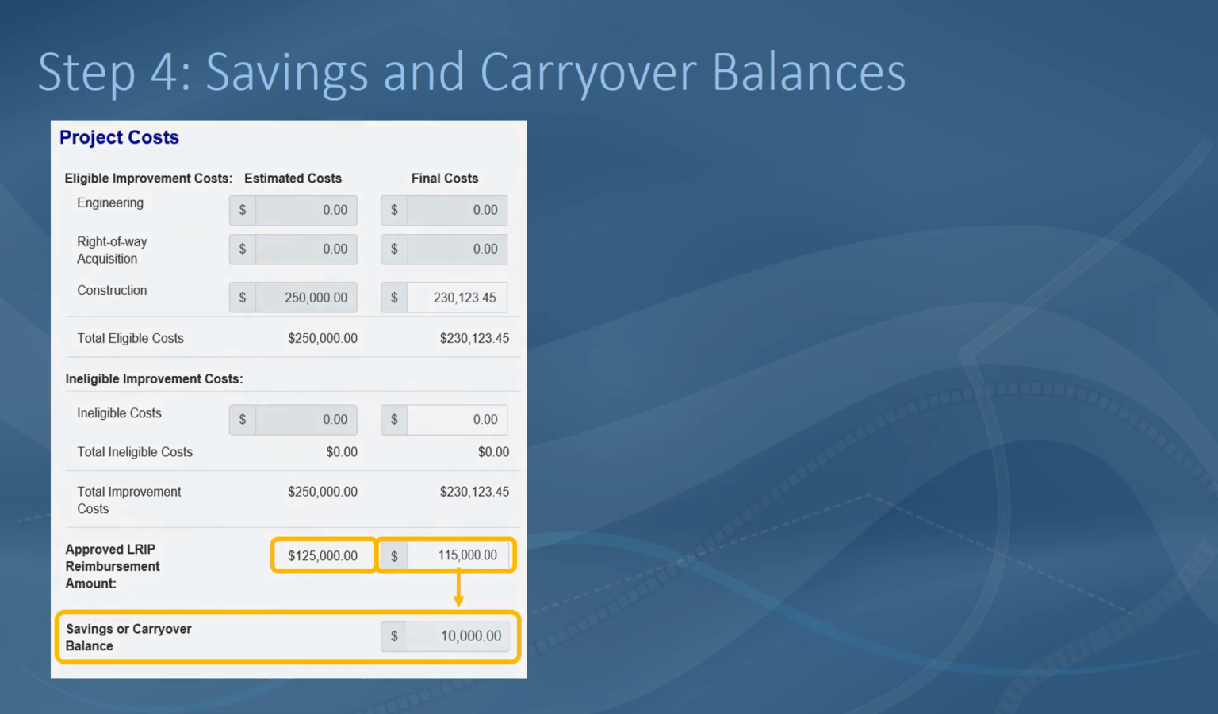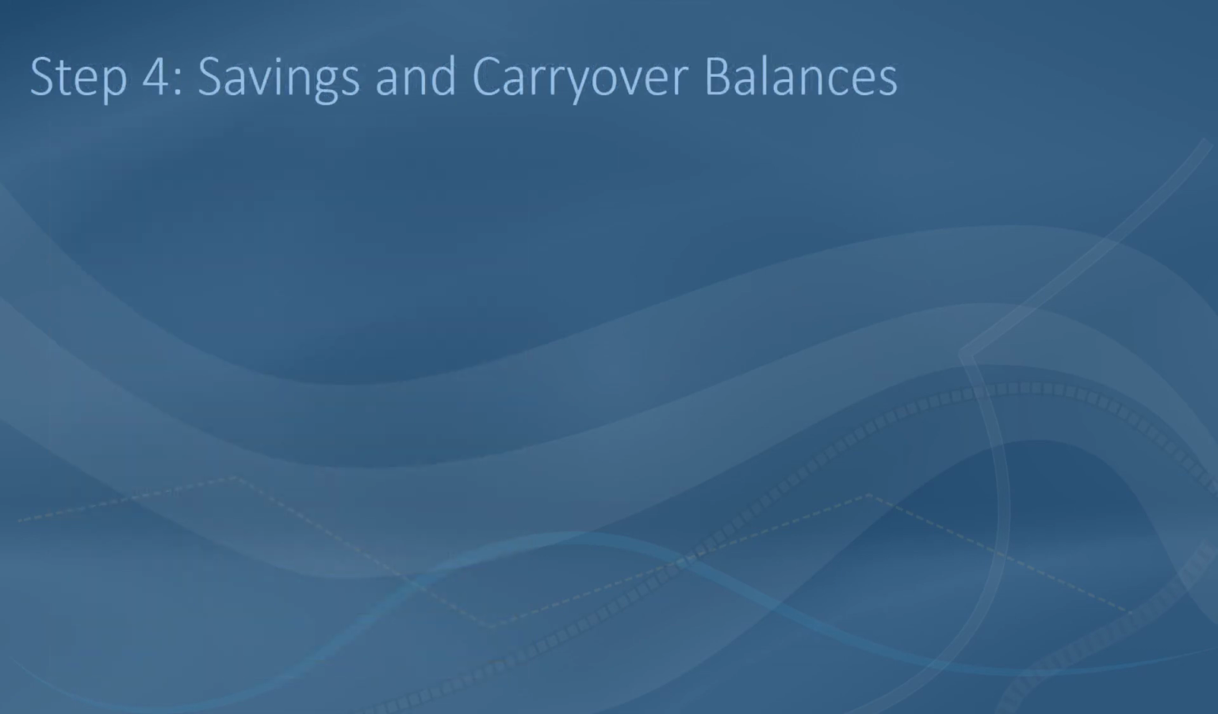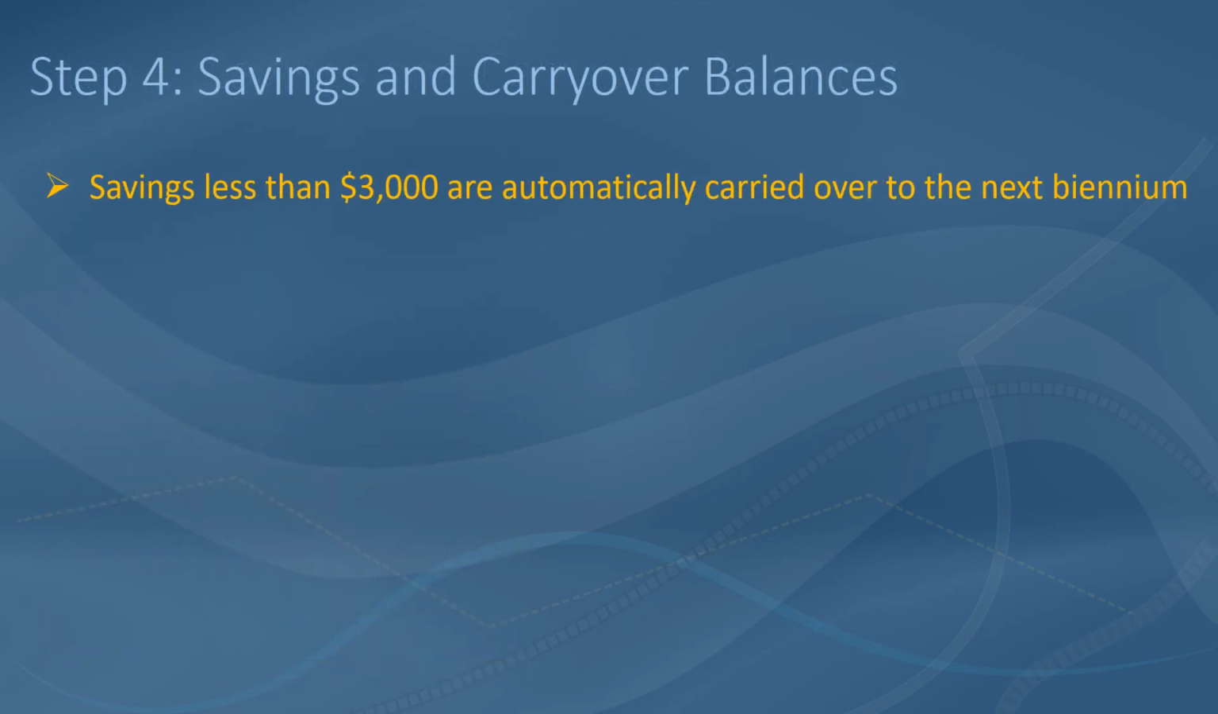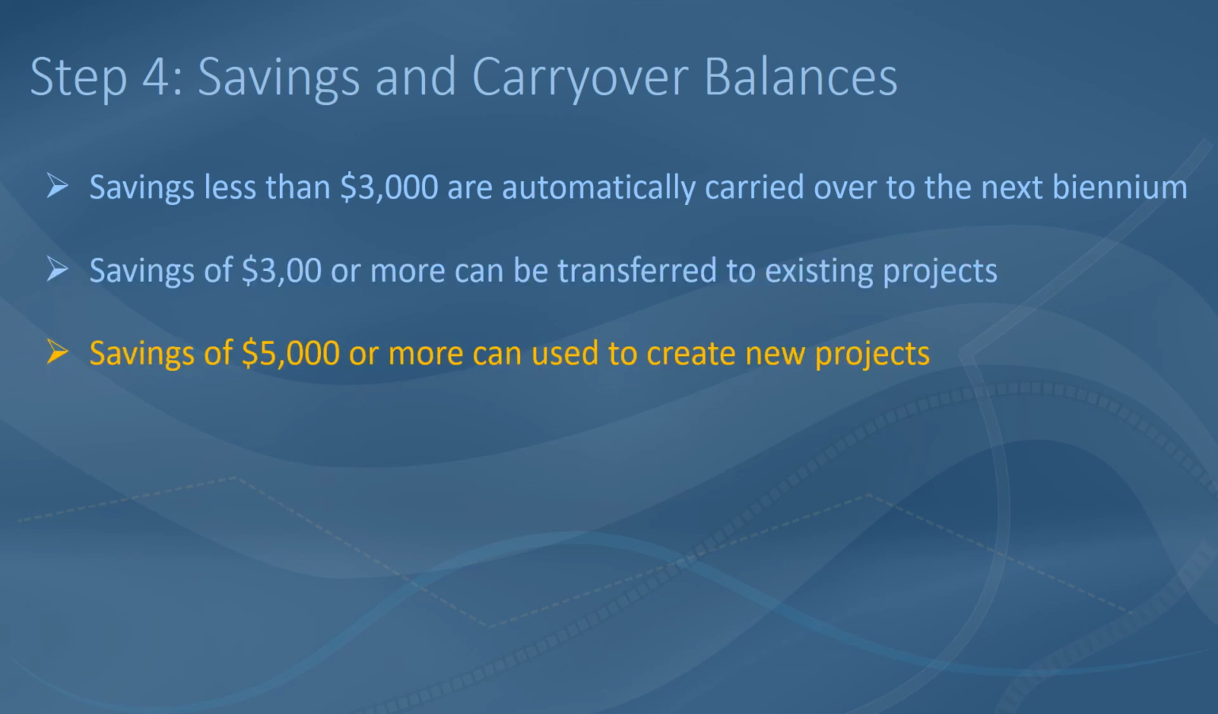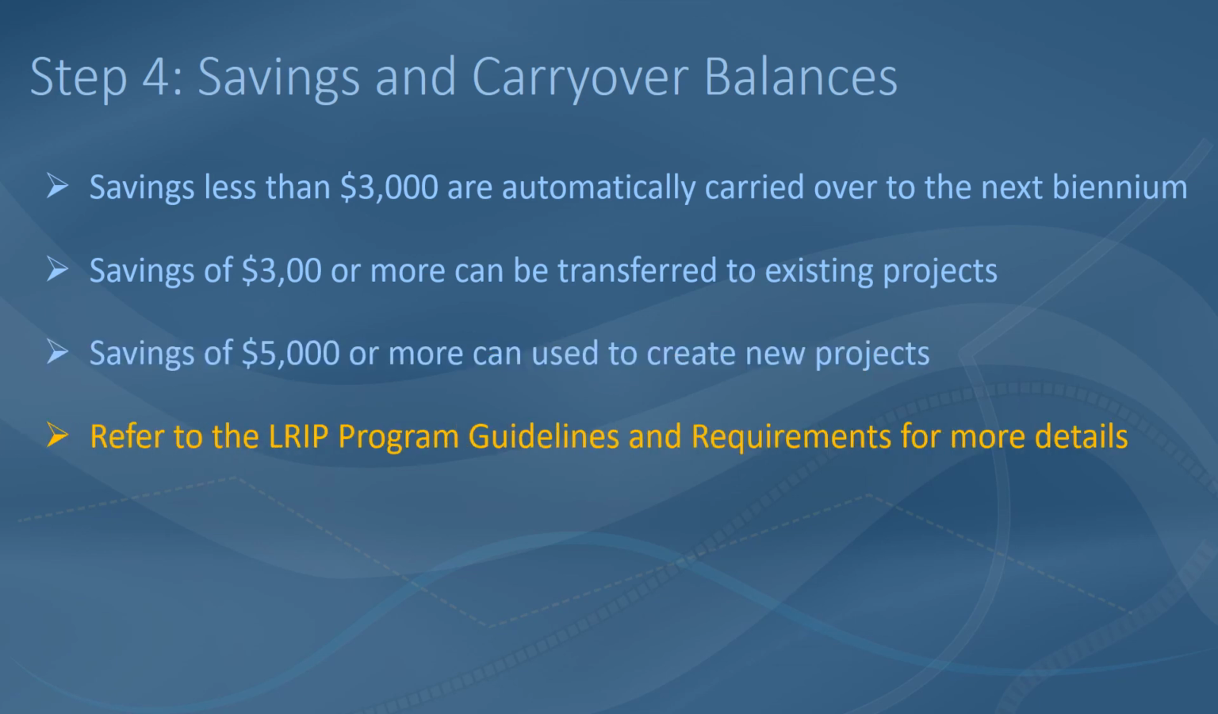Savings of less than $3,000 are automatically carried over to the next biennium program cycle for redistribution. However, savings of $3,000 or more can be transferred to another approved project, and $5,000 or more in savings can be used to set up a new project. Refer to the LRIP program guidelines and requirements posted on the LRIP webpage for detailed information on how to use project savings.